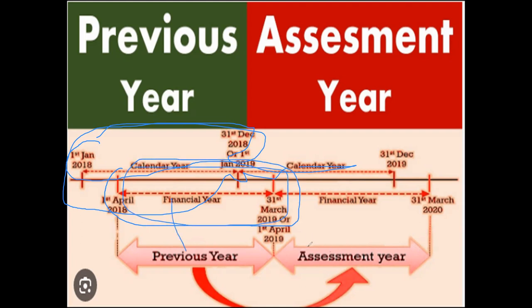And this is the assessment year. Next year, on April 1st, 2019, the financial year will start, and it will end on 31st March 2020. So this is the assessment year. The earlier year is known as the previous year. Okay. At degree level also we have learned this.